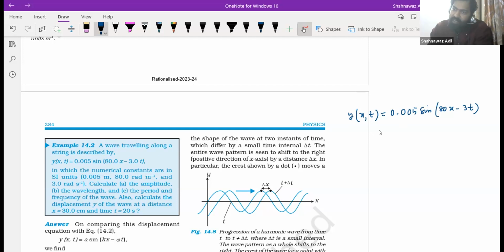If we compare this with the general form, so what is the general form? The general form of the traveling wave is A sine of kx minus omega t plus phi naught, right? So if we compare this with this, what is phi naught? Amna, what is phi naught? If we compare both these equations, what would be phi naught?